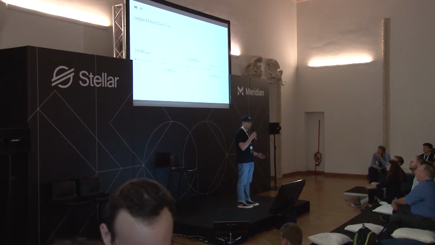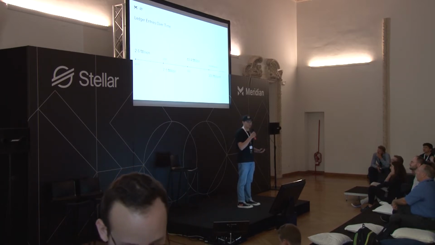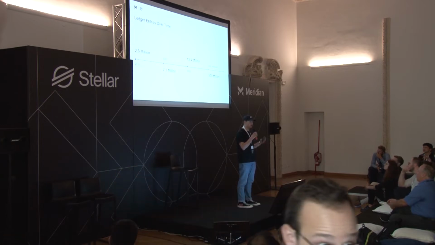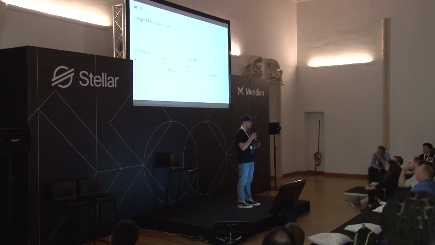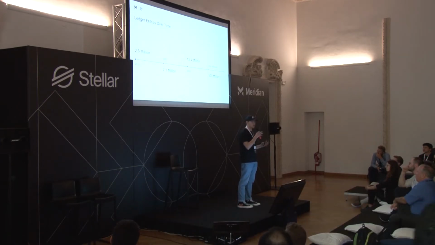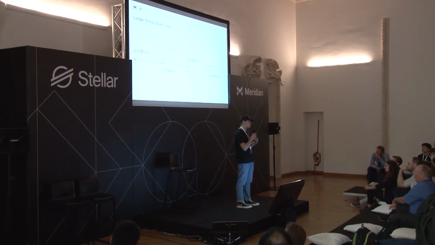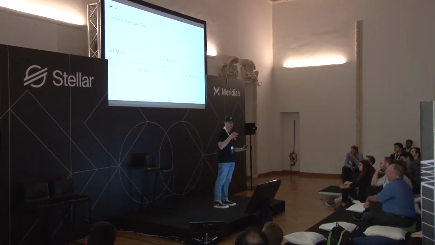Now, as I'm sure all of you know, the Stellar network has grown significantly over the last couple of years. And as we add more users and more transactions to the network every day, the state of the ledger is increasing. The state of the ledger includes all the ledger entries that are necessary to make the network run. These are things like offers, trust lines, and accounts, all that sort of stuff.